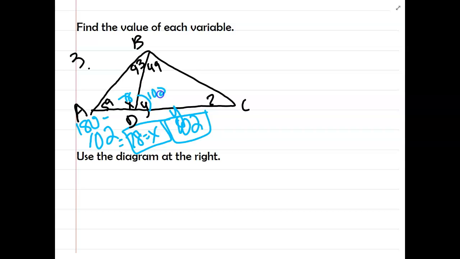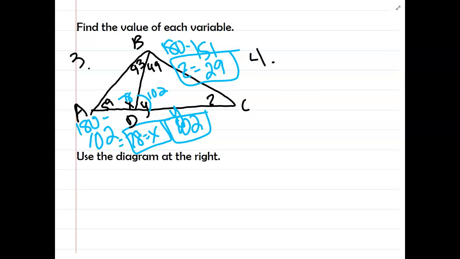Now that I know Y is 102, how would I find Z? Okay, I need to find Z. 49 plus 102. Okay. And then take that from 180. So 49 plus 102 is 151. 180 minus 151 would give me 29, which gives me Z. Very good. Very good. Awesome.